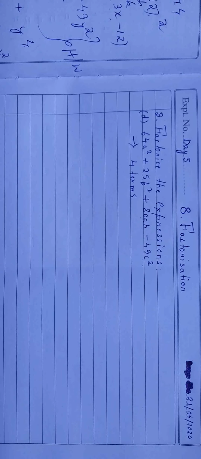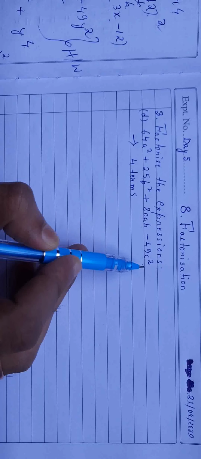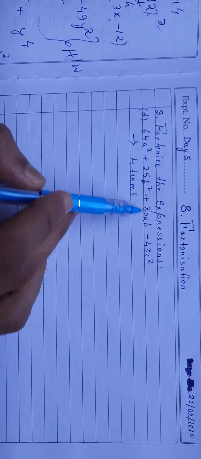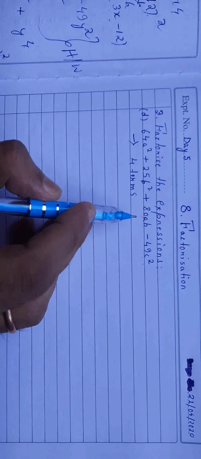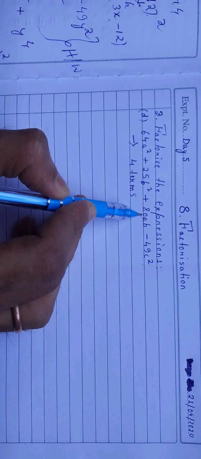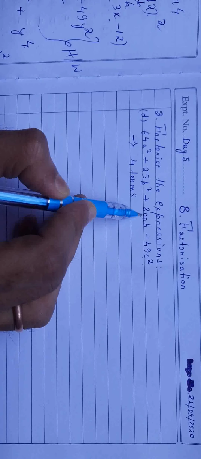Jai Gurudev. Continuing from the last video, now we'll see the next question, which is 64a square plus 25b square plus 18ab minus 49c square. Here you can see the number of terms are 4: 1, 2, 3 and 4. Out of these 4 terms, the first 3 terms can be put into one of the identities that we have seen in the last video.